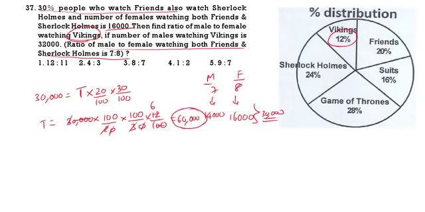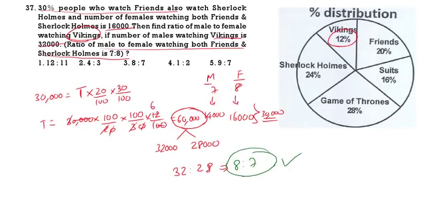In Vikings, the males is given as 32,000. So out of 60,000, 32,000 are males and the remaining 28,000 will be females. We are asked the ratio for males and females, that is 32 is to 28. If we simplify with 4, we are going to get 8 is to 7. So 8 is to 7 will be our correct answer. Option 3. See the next question.